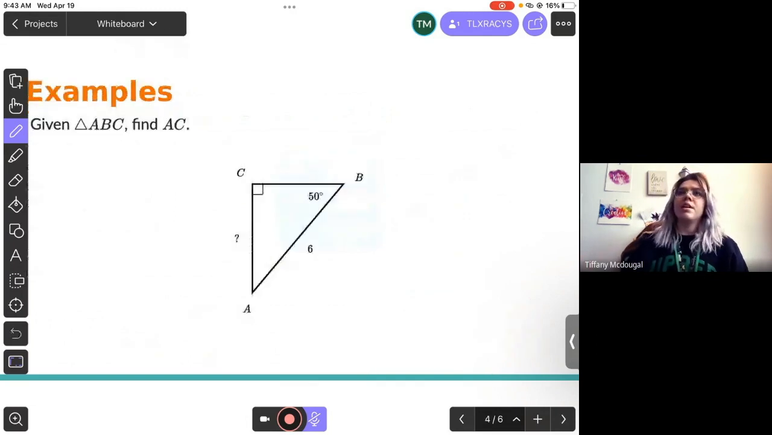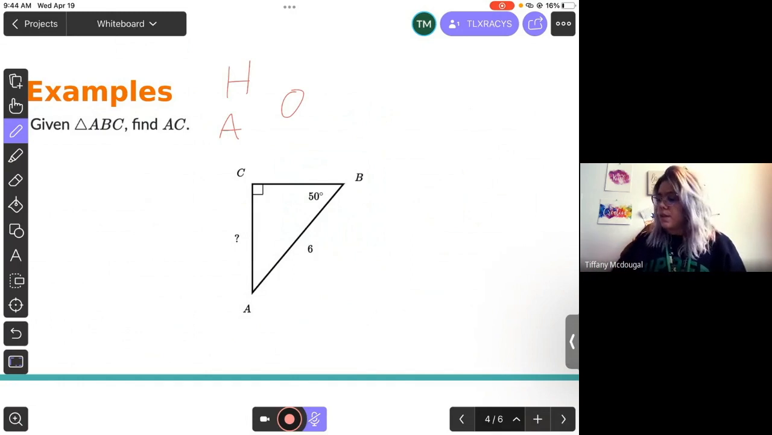So let's see what this looks like in practice. If we have this triangle, given triangle ABC, find AC. So we have our question mark. This is the reason why we have trigonometry, because if I'm just looking at this triangle, I can't use Pythagorean theorem to find it, because in Pythagorean theorem, I have to have two sides so that everything is plugged in. Over here, I only have one side. So I'm going to label, just like I do in Pythagorean theorem. First step is to label my hypotenuse, my adjacent, and my opposite, H, A, and O. The first thing I'm always going to label is my hypotenuse, because for me, that's just the easiest one to identify.